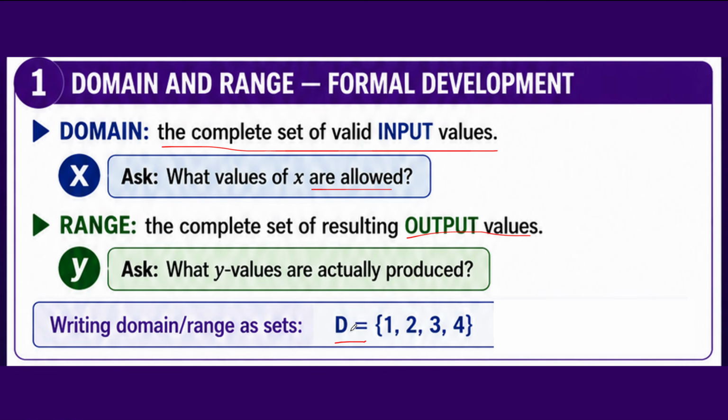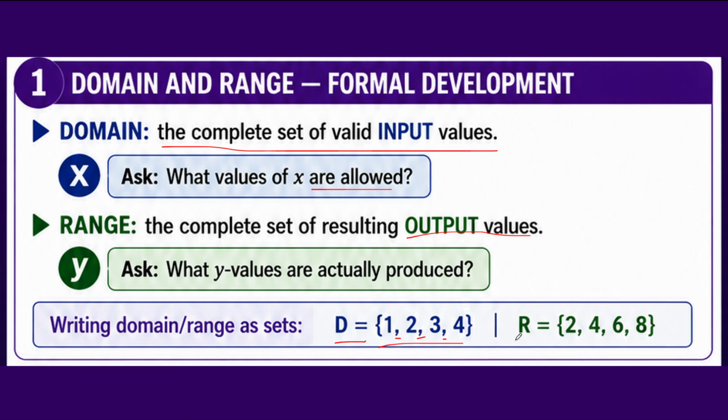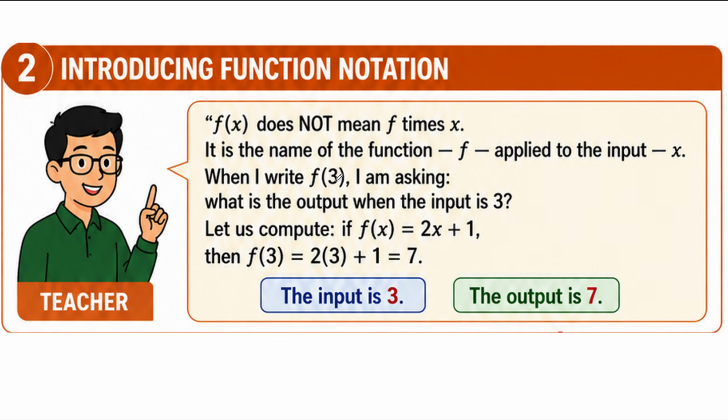D is equal to, or D, or domain is equal to, may curly braces siya, 1, 2, 3, 4, tapos may separated na comma, then na-close siya ng curly braces. Ganon din yung range. R is equal to 2, 4, yan. Okay? So, now, we're gonna introduce the function notation.